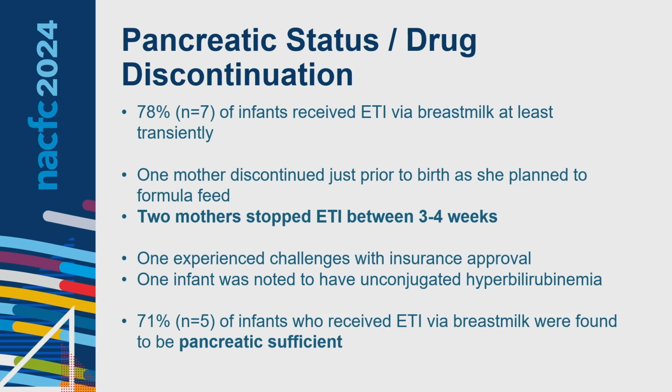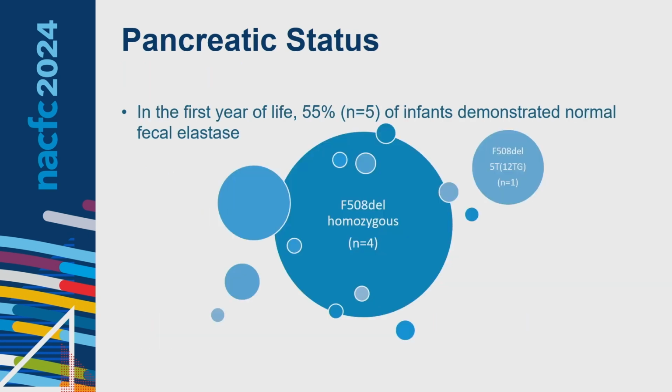And so what I think is helpful to note is that of those infants who received ETI via breast milk, the majority of those were pancreatic sufficient at some point in the first year of life. This is breaking it down by genotype. So 4 of those 5 were F508del homozygous, which is, again, quite uncharacteristic for that genotype. And 1 had the genotype of F508del 5T12TG.